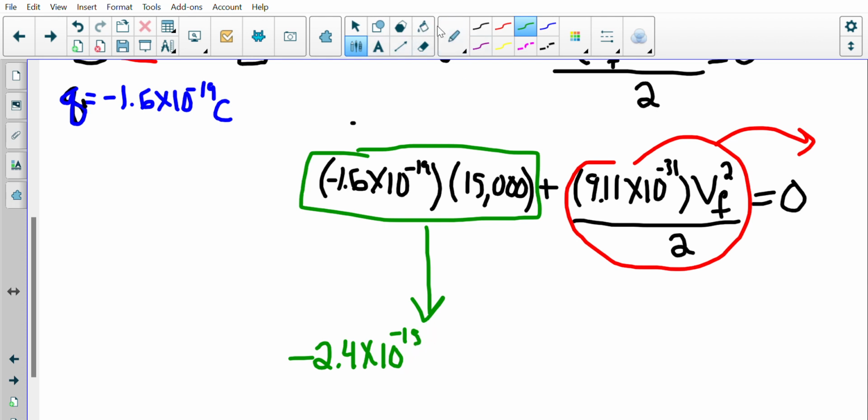All right. And that's going to equal, well, we have this term I moved over. It was positive here, but it changes sides, so it's going to become negative. Well, let's divide 9.11 times 10 to the negative 31 divided by 2. Let's see what I'm getting here. I'm getting negative 4.56. Still a very small number, times 10 to the power of negative 31. And then I have my Vf squared.